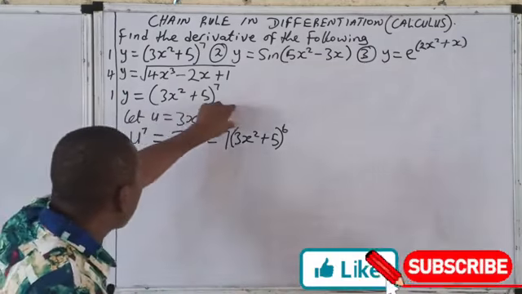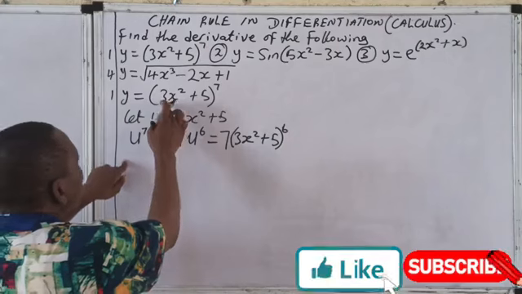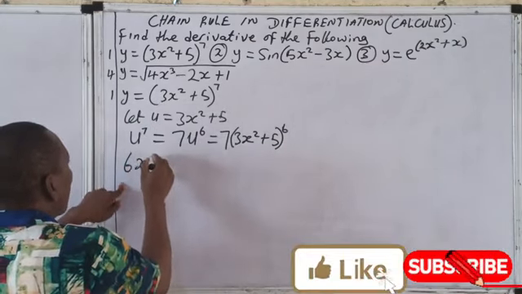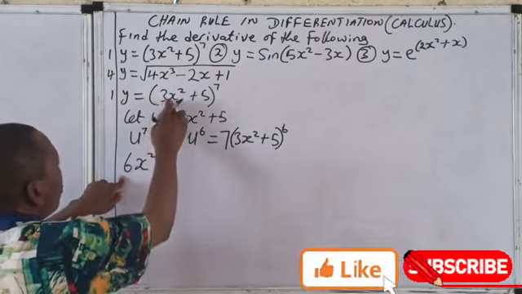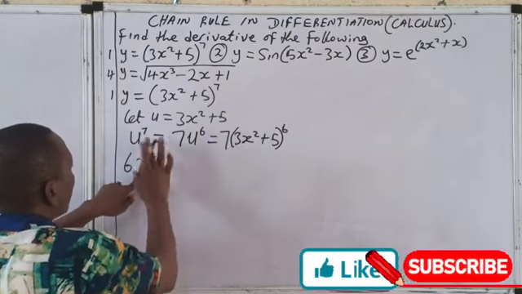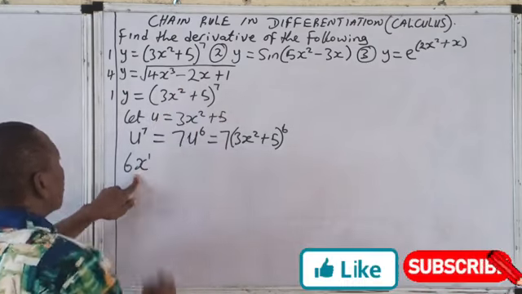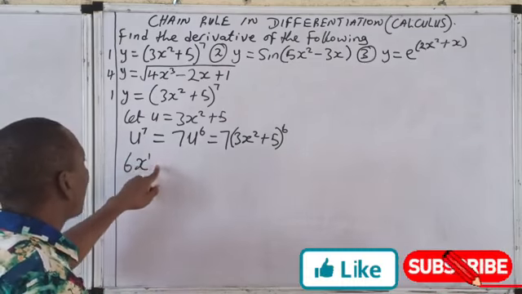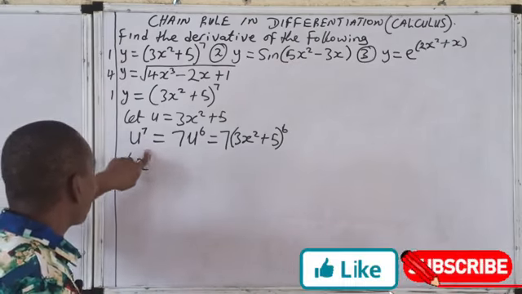Now you differentiate inside the bracket. If you differentiate 3x squared, what will you have? You have 6x. How do you do that? Use this 2 to multiply 3, you have 6. Bring down the x, then subtract 1 from the power. Subtract 1 from 2, you have 1. So you have 6x raised to power 1. Now note that 6x raised to power 1 is the same thing as 6x.